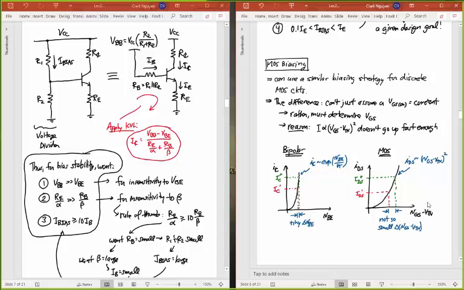For the MOS case, it's not the same. This is going up much more slowly, so it's possible that I could have one value of IDS that has a certain value of VGS minus VTN, but another value is going to have a different value of VGS minus VTN, and the difference between them is not necessarily negligible. Sometimes it will be, sometimes it won't, but in most cases, you're going to have to take a step back and say, wait a minute, I need to actually determine this VGS minus VTN. And that's going to make biasing of MOS transistors a little bit more painful than biasing of bipolar transistors.